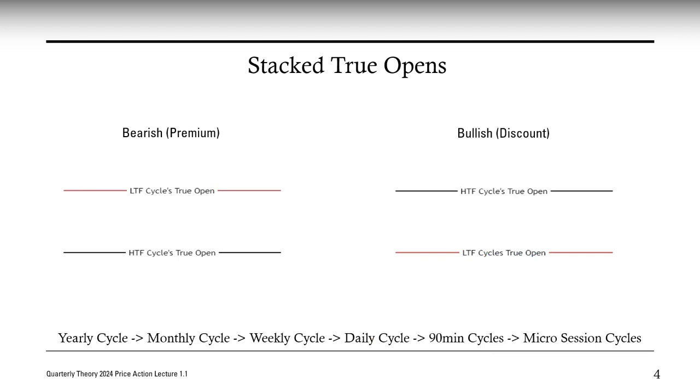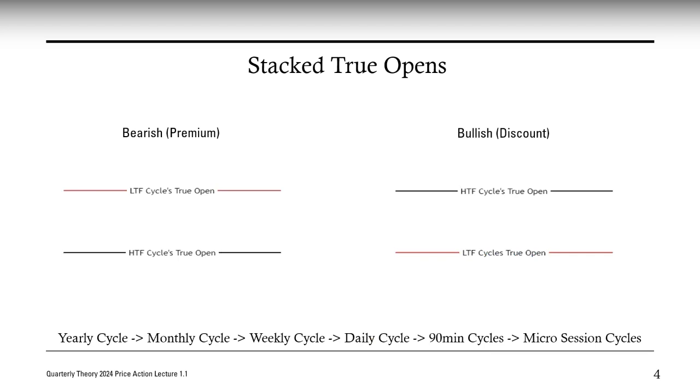In bearish markets, when price is above a lower time frame cycle's true open, which is already above a higher time frame cycle's true open, that's when you should look to go short. Right? If you're just looking at one true open, you're doing it wrong. You need two true opens. And at the bottom of this slide, I've put the hierarchy of cycles for you guys, from the larger down to the smaller cycles, right?